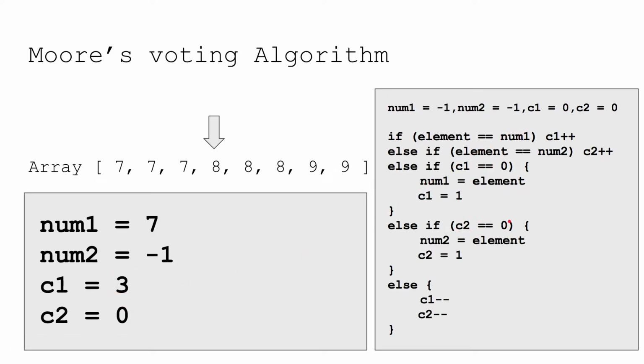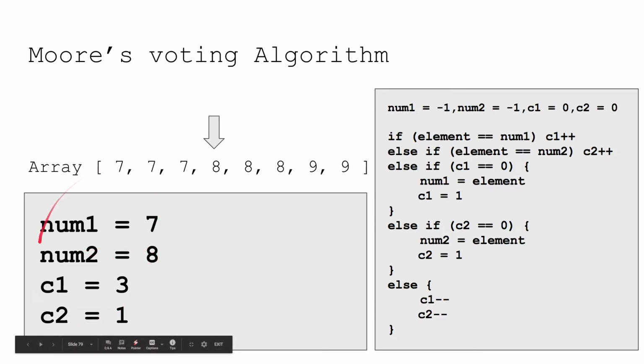So we'll move to the next condition. Here C2 is equal to 0, which is counter 2. Here the value is 0, that means this condition is met, right? So here what we need to do, we need to set the num2 variable with the current element, and we'll set the counter 2 with value 1. So after this we will have num2 as 8 and counter 2 as 1. So now the state is something like this, where num1 is 7, num2 is 8, counter 1 is 3, counter 2 is 1.